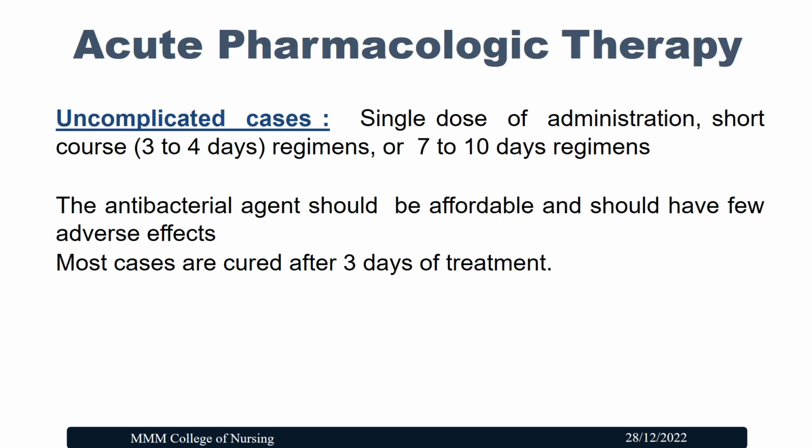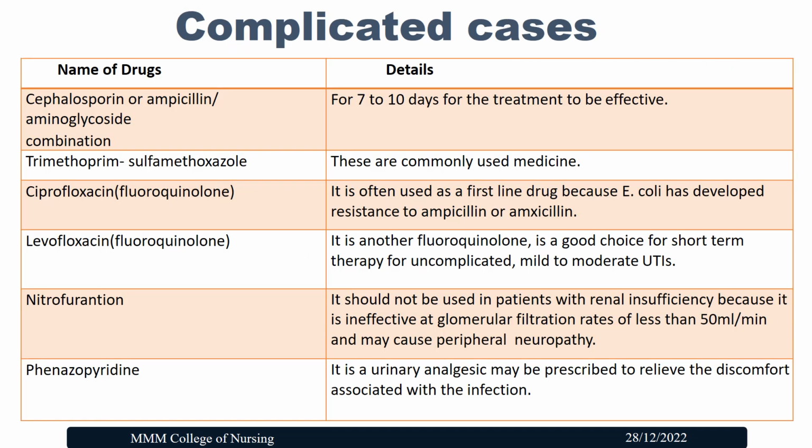Acute pharmacological therapy: for uncomplicated cases, a single dose of administration, a short course of 3 to 4 days, or a 7 to 10 days regimen. The antibacterial agent should be affordable and should have few adverse effects. Most cases are cured after 3 days of treatment, as it is in pregnancy. In case of complicated cases, we can administer cephalosporin or ampicillin for 7 to 10 days for the treatment to be effective.